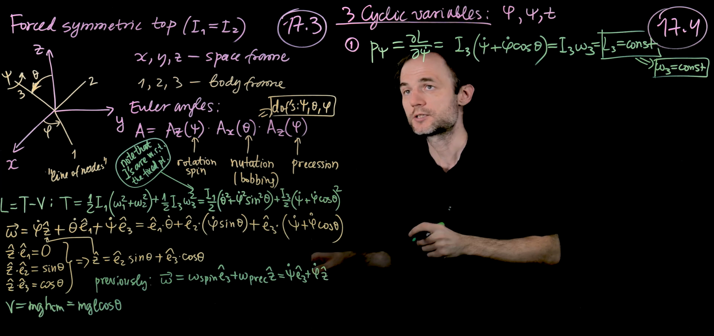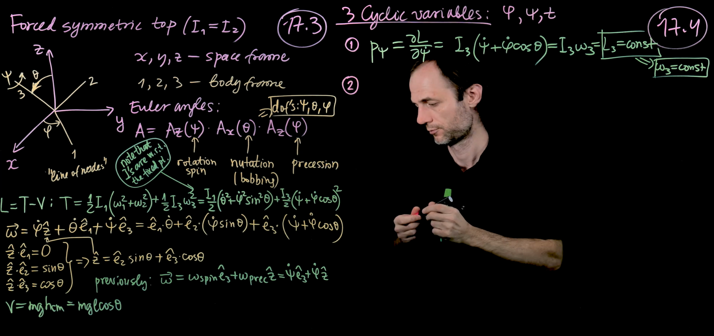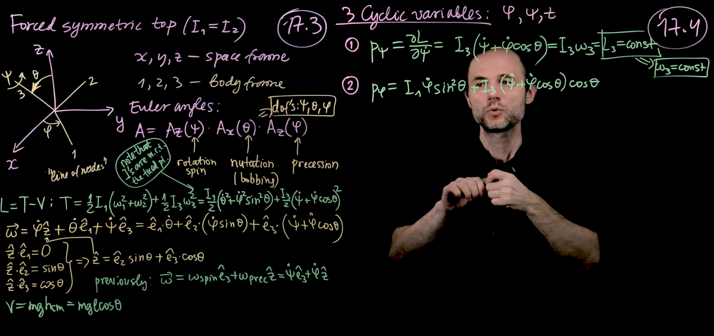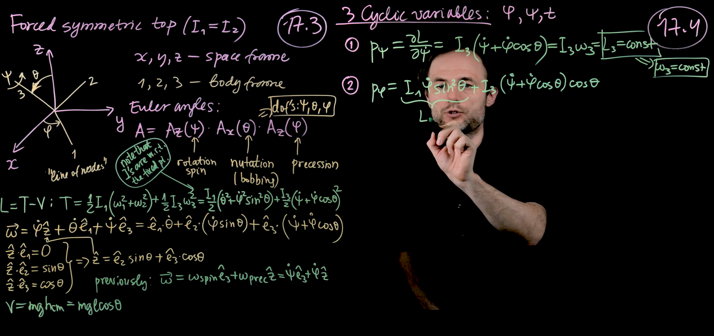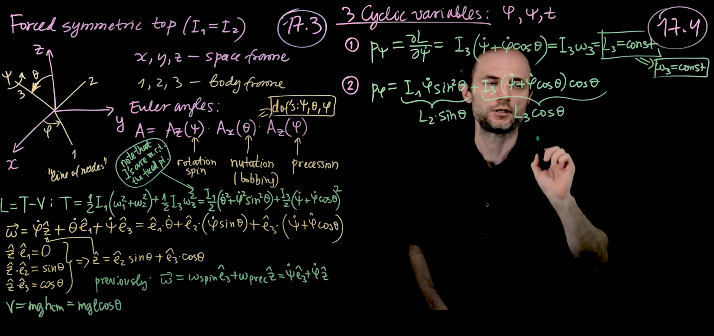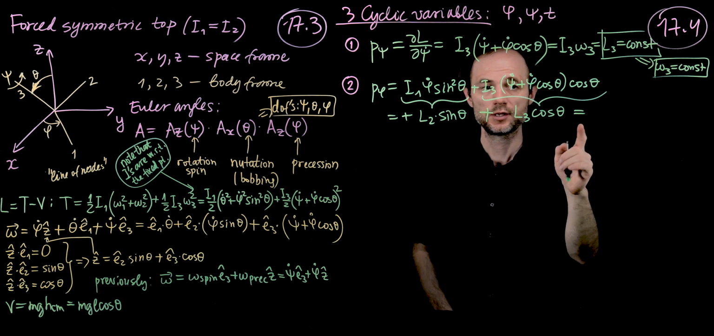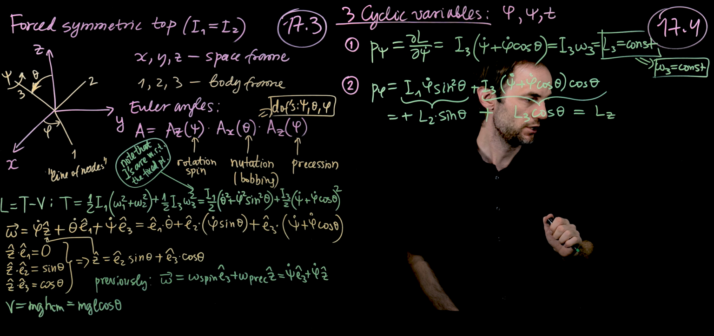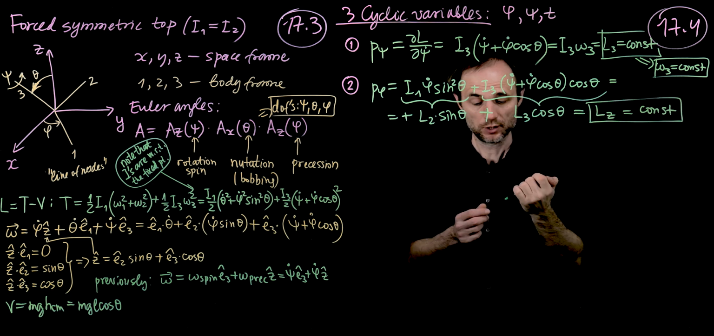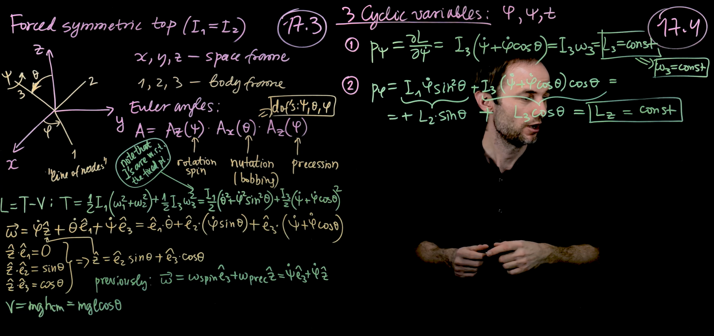So that is awesome. Let's now move on to item 2, which is the phi momentum. P phi is given by, and here we can immediately see that this is simply L2 times sine theta, and that is L3 times cosine theta. And this means that this adds up to simply be Lz, which is a constant. So that is not surprising because the force of gravity doesn't change the z angular momentum, the z component of the angular momentum.